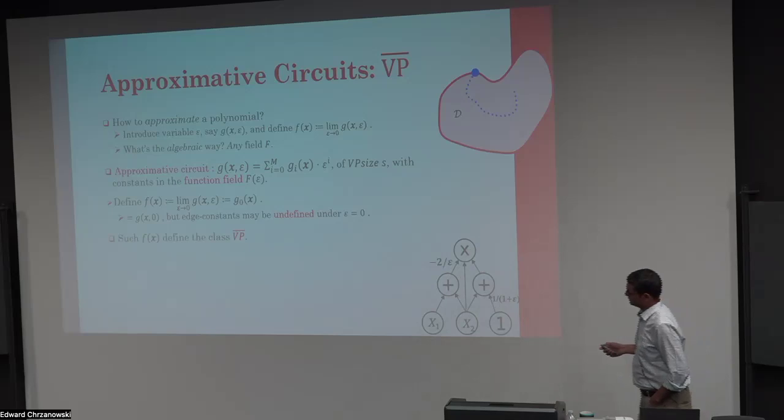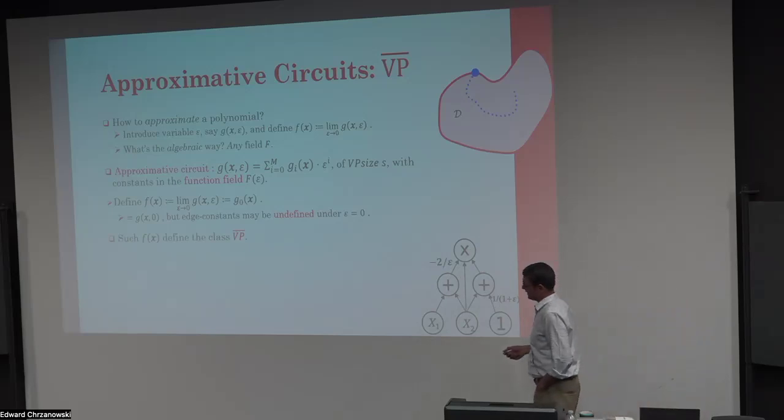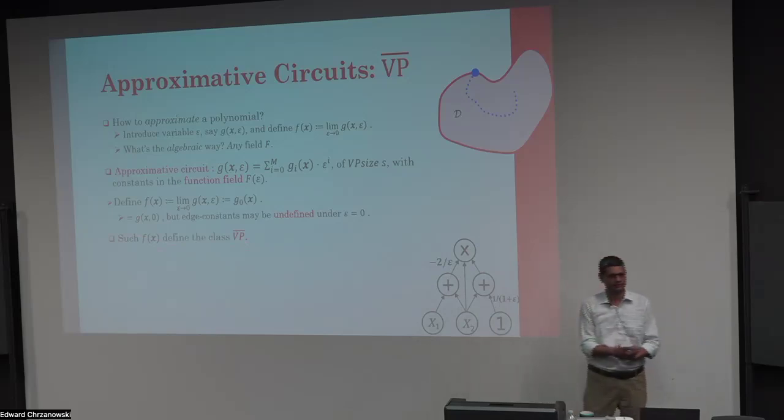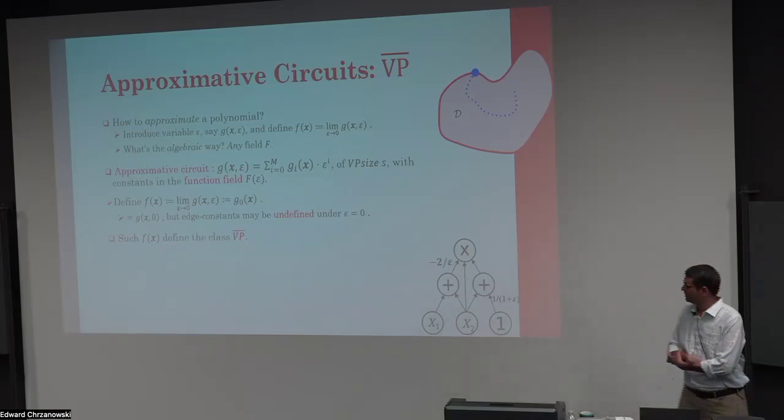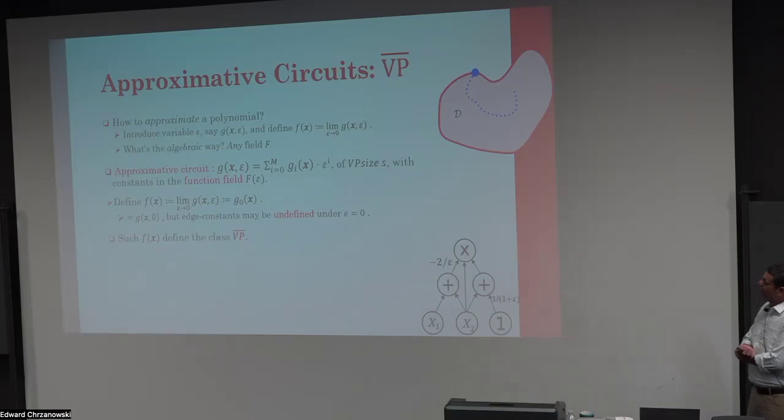Now such polynomials f comprise, or define, the class VP bar. Okay, so that is VP bar. Now, why do we put a bar on top of this? How is this a closure?